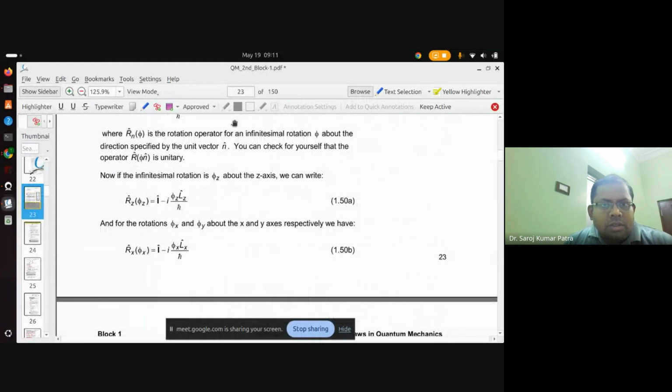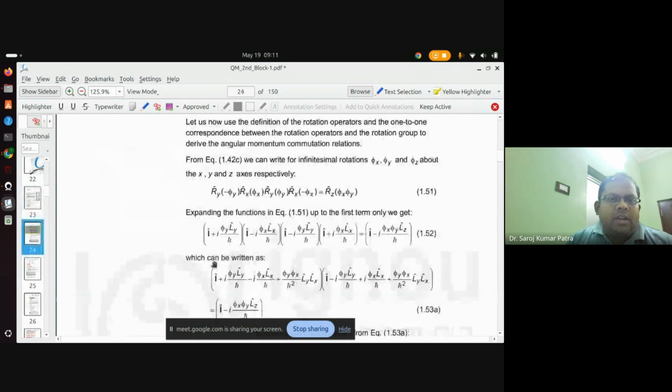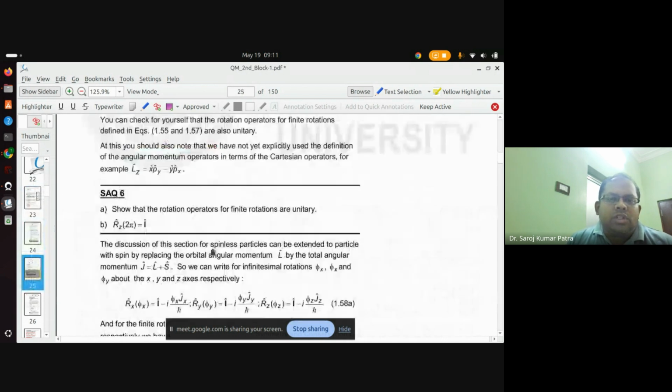Yeah. So Rz is I minus i phi z Lz by h cross, where Lz is the generator. So we also need to find out the same for the time evolution operator.